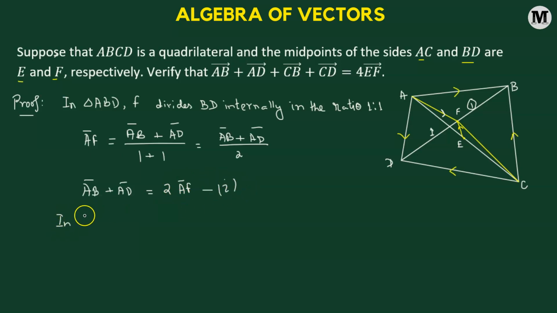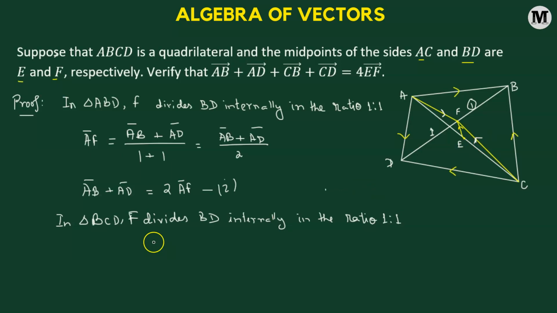Next, we'll consider the triangle BCD. Now in this triangle BCD, we again have F being the midpoint of BD, or we can say F divides BD in the ratio 1:1. So this time we are going to consider the vector CF, and we're going to define the vector CF using the internal section formula as the vector CD added to the vector CB, divided by 1 plus 1, which is simply 2. So CD vector plus CB vector equals 2 times the vector CF. Let's label this as number 2.